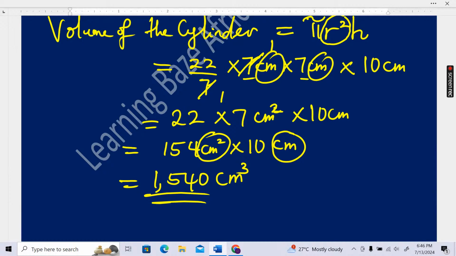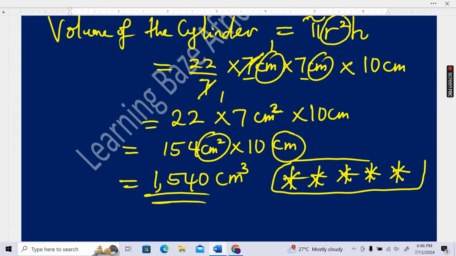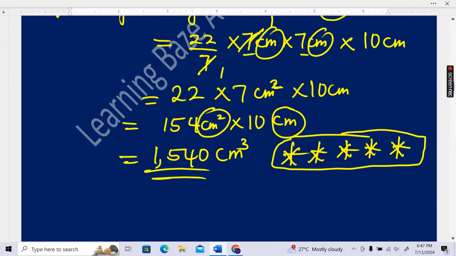Great, I can see those who have been following. The students who have been following, if you typed 1,540 cubic centimeters in the comment section, I'm giving you 5 stars. 5 stars free to everyone who typed this answer in the comment section. So make sure you're calculating the number of stars that you have. We are stars. At Learning Base Africa, we are stars.